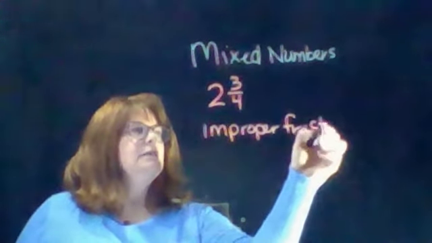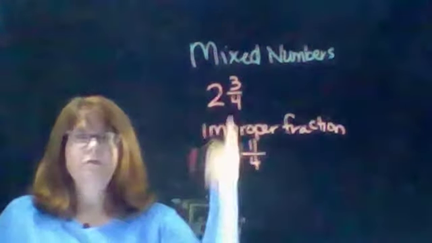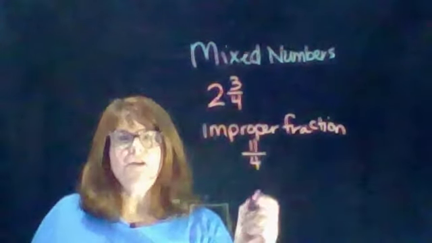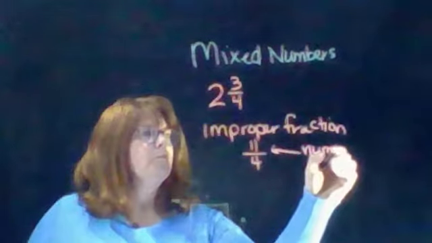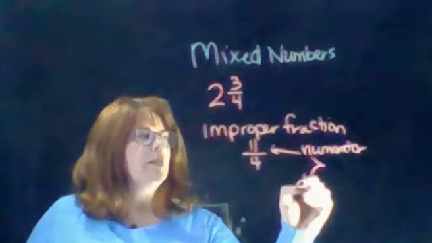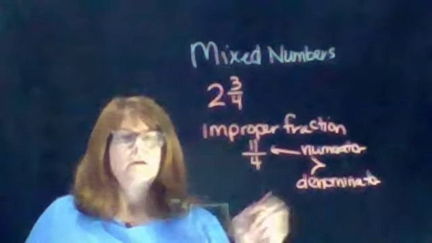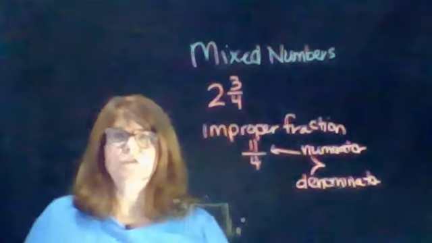In this case, an improper fraction for 2 3/4 would be 11/4. And you know it's an improper fraction when the numerator is greater than the denominator. So the numerator is 11. That's a bigger number than the denominator, which is 4.